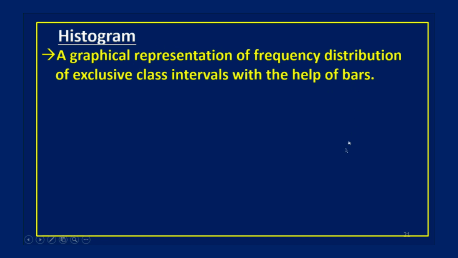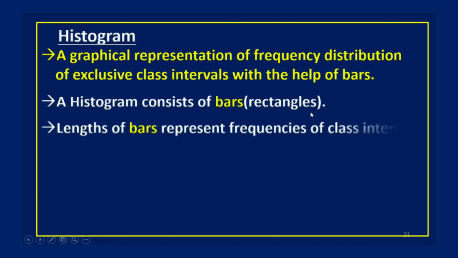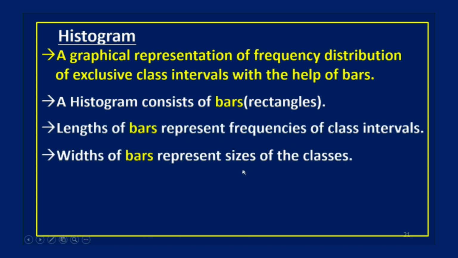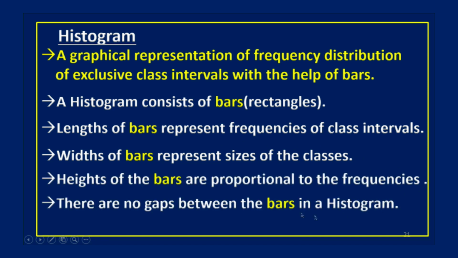And here bars are nothing but the rectangles. Children, try to understand here. A histogram consists of bars. Bars are nothing but rectangles. Lengths of bars represent frequencies of class intervals. Widths of bars represent sizes of classes. Heights of bars are proportional to the frequencies. There are no gaps between the bars in a histogram.